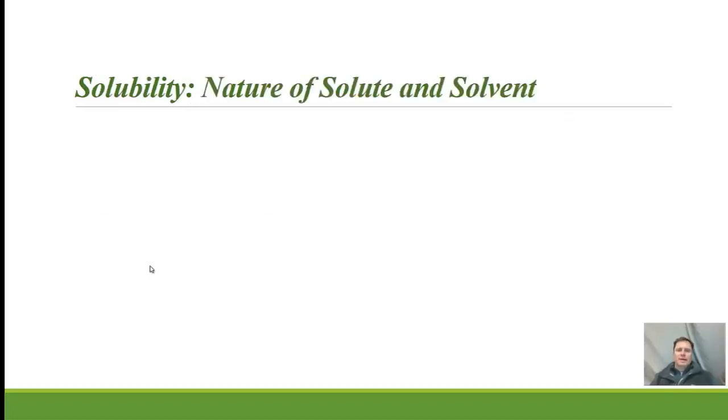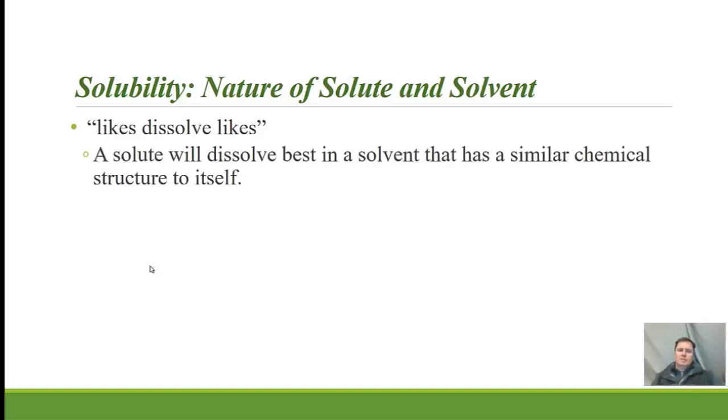So let's look at the nature of the solute and solvent first of all. When we talk about solubility, we talk about things dissolving. We talk about the idea of like dissolves like. And what this means is that a solute is going to dissolve best in a solvent that has similar chemical structure to itself. What do we mean by similar chemical structure? Well, we're talking about polar versus nonpolar molecules.